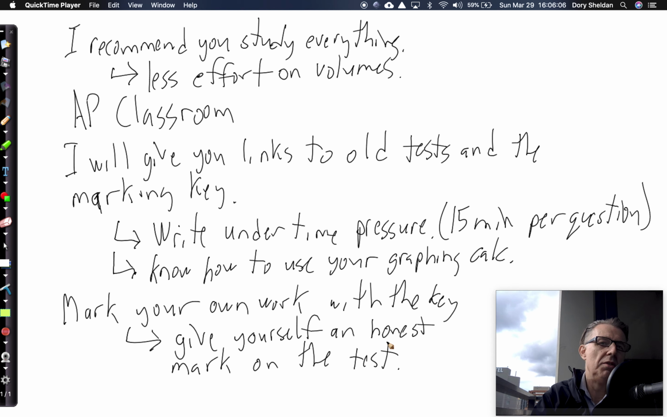So what I need you to do first is actually do the questions under time pressure. Okay? Initially, it's going to seem really short. 15 minutes is going to seem impossible initially. But over time and with practice, you get better. And you will improve. Just have faith in yourself. Believe in yourself. Okay? So that's what we're going to do.